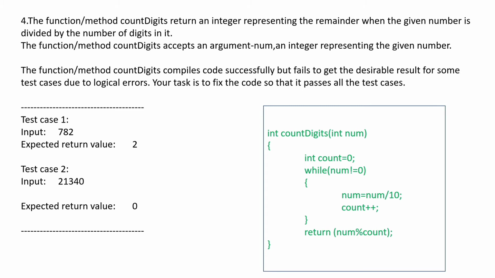Basically, everything looks fine, but there is a small error in this code. If we observe the function within it, we have found the total number of digits and we have assigned it to the count variable.